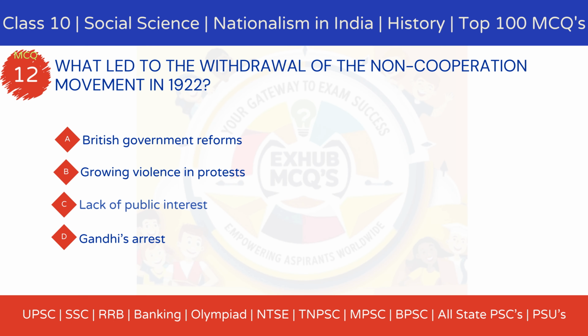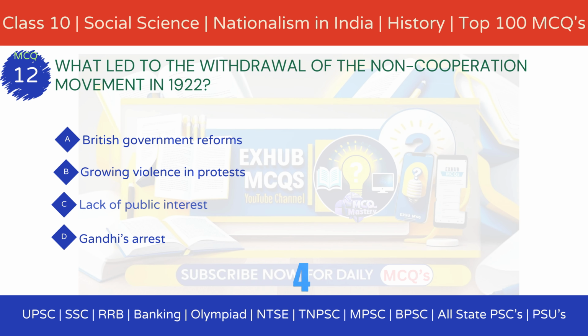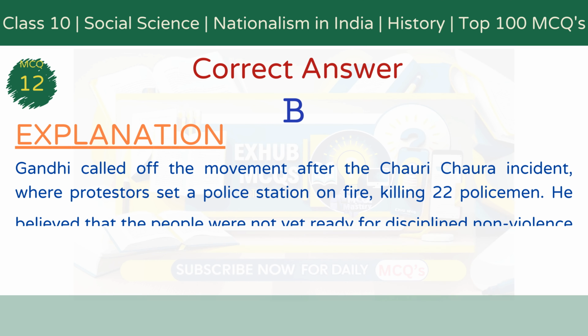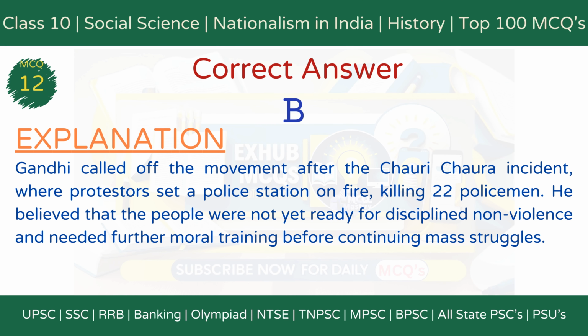MCQ 12. What led to the withdrawal of the non-cooperation movement in 1922? Option A, British government reforms. Option B, growing violence and protests. Option C, lack of public interest. Option D, Gandhi's arrest. The correct answer is option B, growing violence and protests.